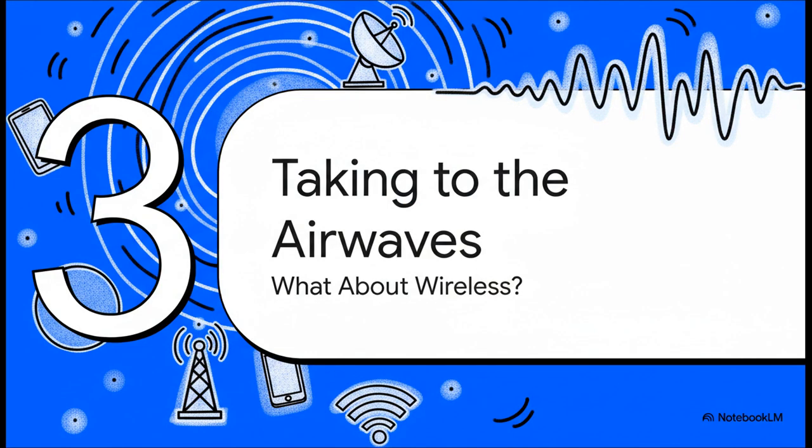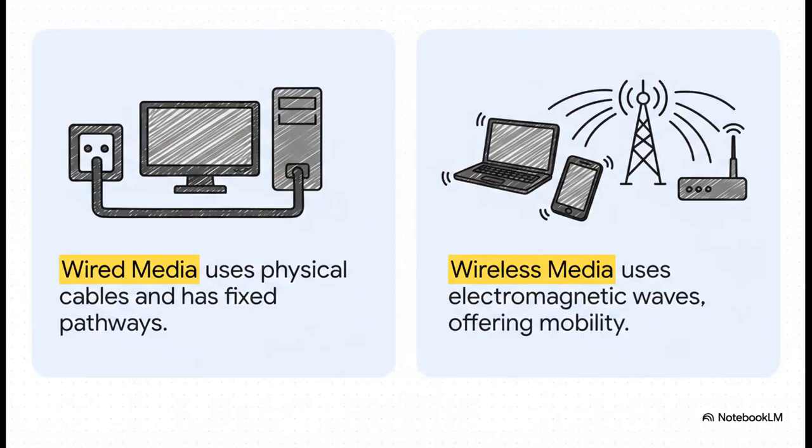Okay, cables. I get it. But what happens when you just can't lay down a physical road? I mean, a huge part of our digital life is wireless. So how in the world does that work? Well, the difference is pretty straightforward when you think about it. Wired media uses those physical roads we've been talking about. Wireless media, on the other hand, uses invisible airwaves.